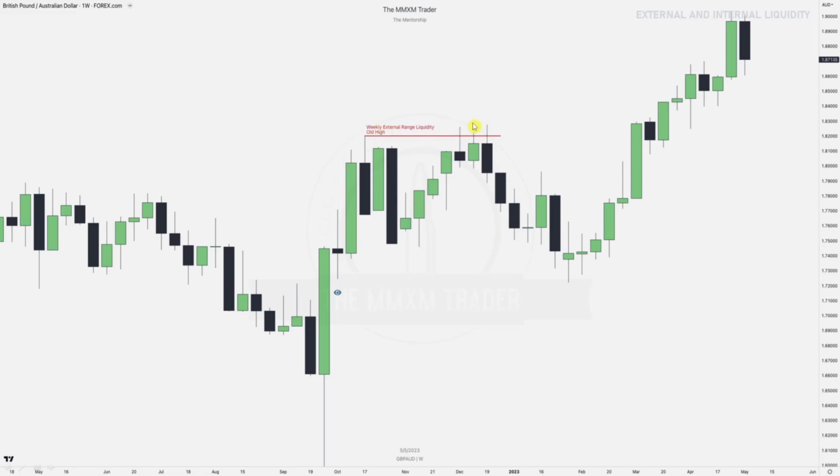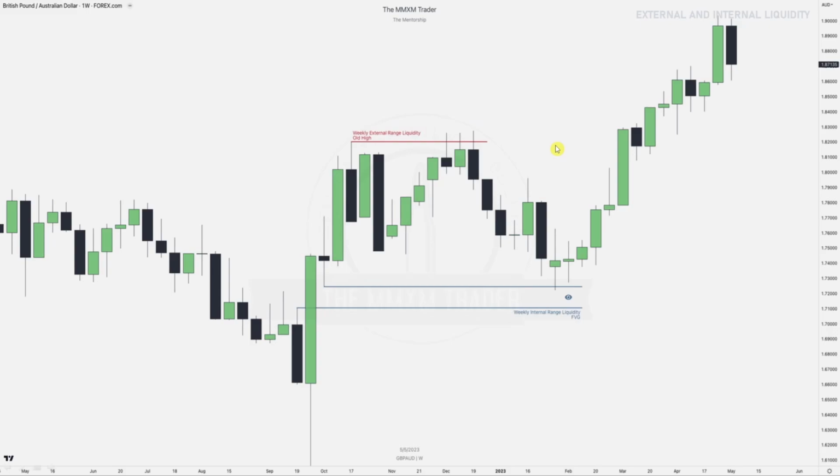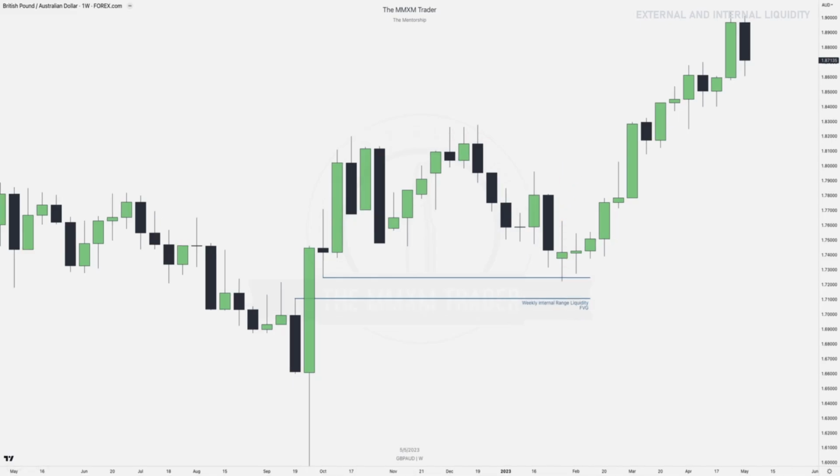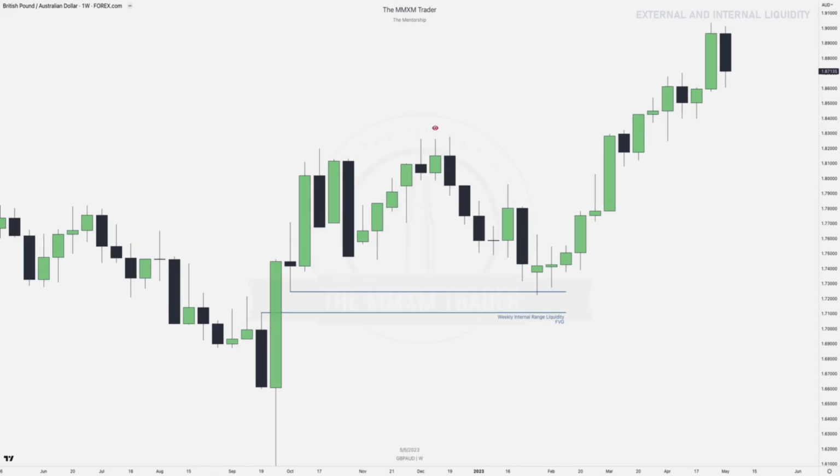External range has been taken, so what are we going to look for next? Internal range, weekly internal range liquidity over here. And it draws in there perfectly. Now we've hit that weekly internal range liquidity. Think about it: external to internal. Now we're in internal. Where are we going to draw into next? Where is your eye going? External range liquidity over here.